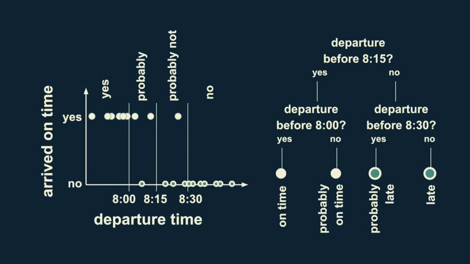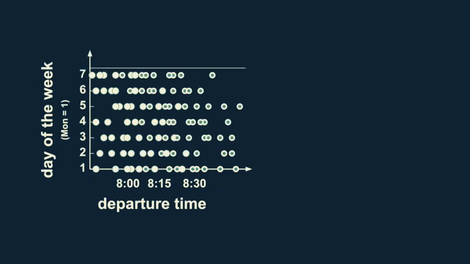We can extend this example to the case where there are 2 predictor variables. Consider both the departure time and the day of the week. We'll start counting at Monday equals 1, so Saturday equals 6 and Sunday equals 7. Inspecting the data, we can see that on Saturday and Sunday, the green-filled donuts, representing being late, extend further to the left. This means that leaving at 8:10 is probably sufficient to get you to work on time on a weekday, but probably not on the weekend.